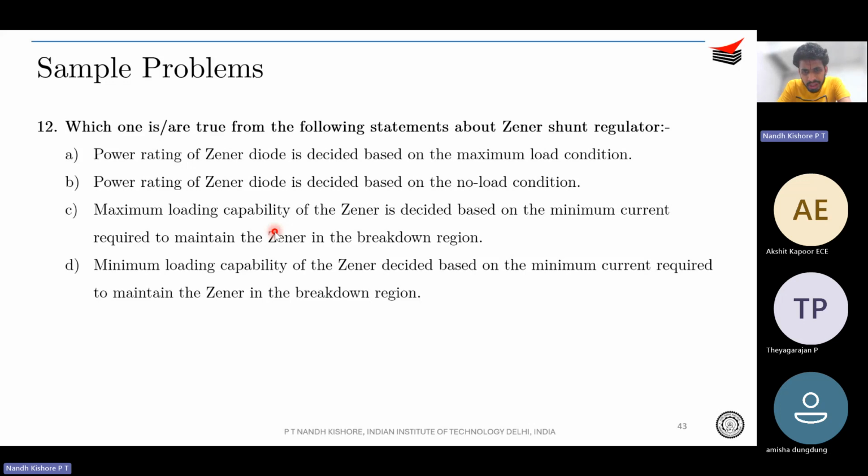Maximum loading capacity of the Zener is decided based on the minimum current required to maintain the Zener in the breakdown region, and minimum loading capability of the Zener is decided based on the minimum current required to maintain the Zener in the breakdown. So if you have studied the basics of Zener diode, you will know that the power rating is decided based on the no load condition. That is B, and maximum loading capability of the Zener is decided based on the minimum current required to maintain the Zener breakdown region. So B and C are the answers to question number 12.